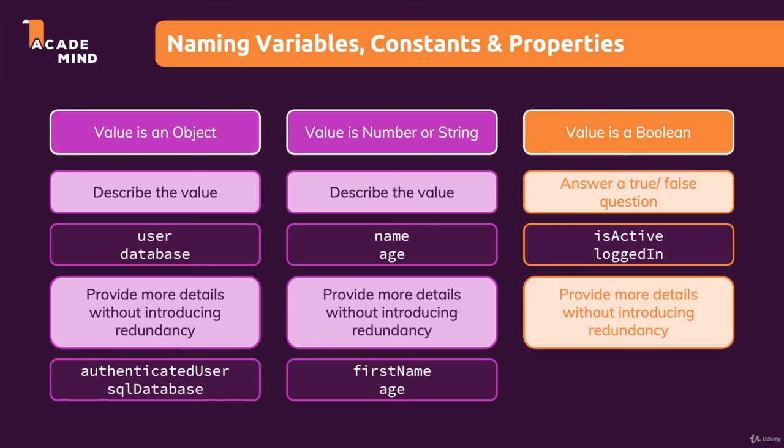Now for booleans, it's the same. You can add more details if it makes sense. For example, if isActive refers to a user, you could name it isActiveUser. isLoggedIn, on the other hand, will typically always refer to a user. So for example, using userIsLoggedIn instead of just isLoggedIn is longer, but not necessarily better.